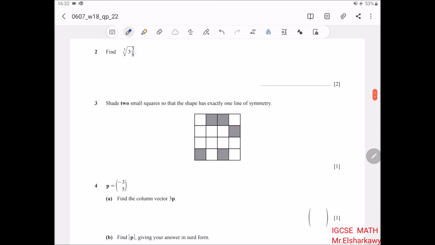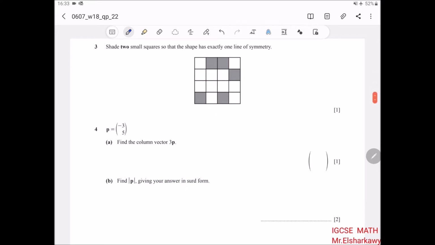Question 2. Find the cube root of 3 and 3 over 8. So the cube root of 3 and 3 over 8. The 3 would be equivalent to 24 over 8, and there we have also 3 over 8. So this would be equivalent to the cube root of 27 over 8. You can take the cube root of each part: cube root 27 over cube root 8. This is equal to 3 over 2. So the answer is 3 over 2.